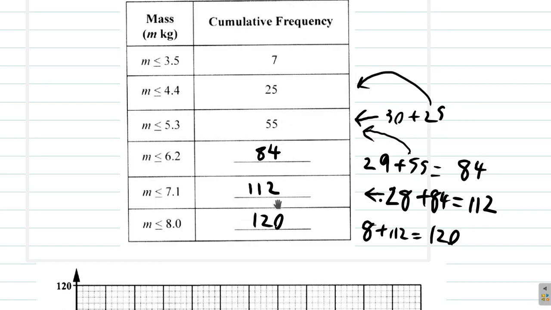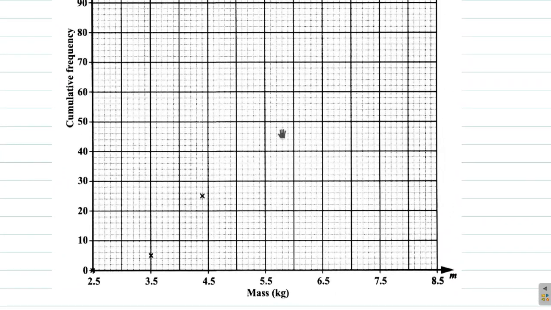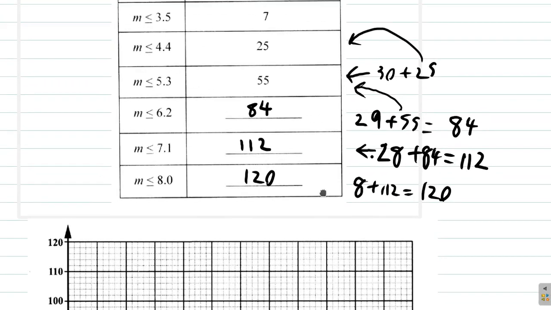And what do we have now? 5.3, 55. So we want to locate 5.3, right? Each small square represents 0.1, so it's 4.9, 5.0, 5.1, 5.2, 5.3. So we have to locate 5.3, and the value corresponding to 5.3 is 55.